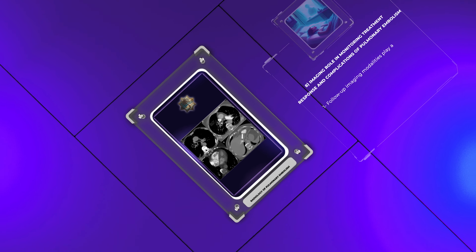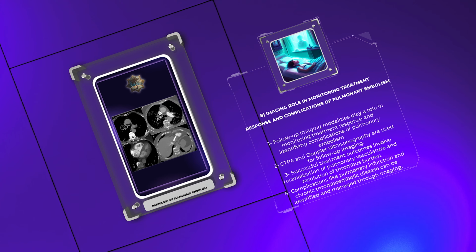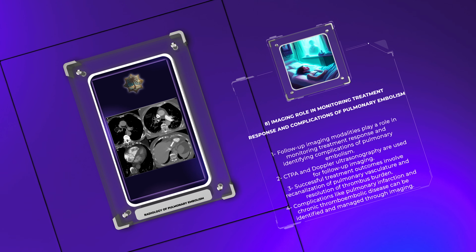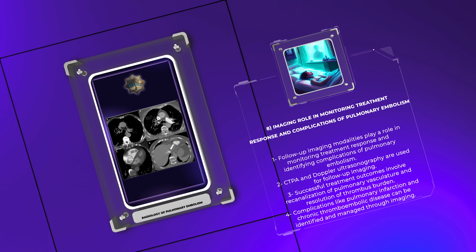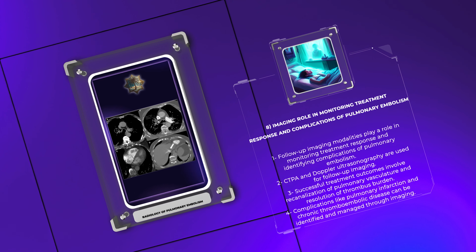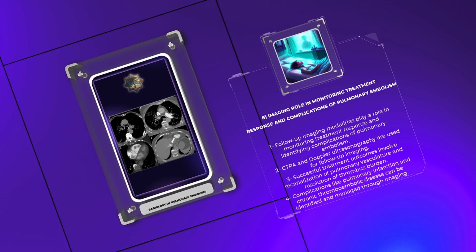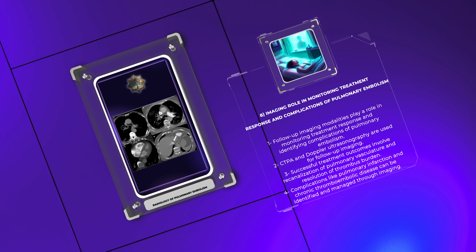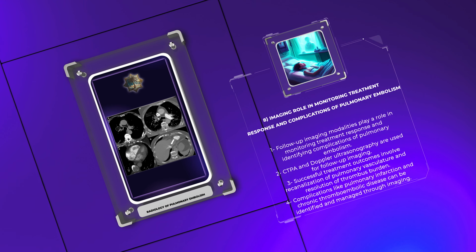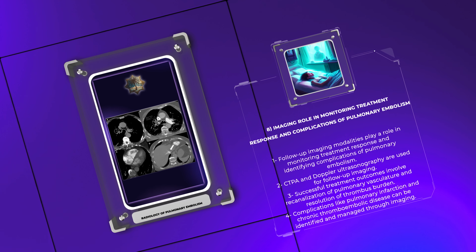Highlighting the role of imaging in monitoring treatment response and identifying complications, we will discuss follow-up imaging modalities such as CTPA and Doppler ultrasonography. We will explore the imaging features associated with successful treatment outcomes, including recanalization of pulmonary vasculature, resolution of thrombus burden, and improvement in right ventricular function. Furthermore, we will discuss potential complications, such as pulmonary infarction and chronic thromboembolic disease, and the imaging modalities used to identify and manage these complications.